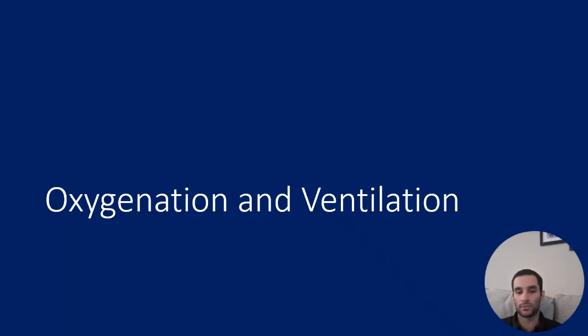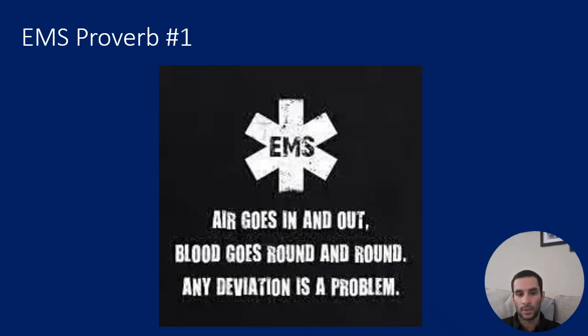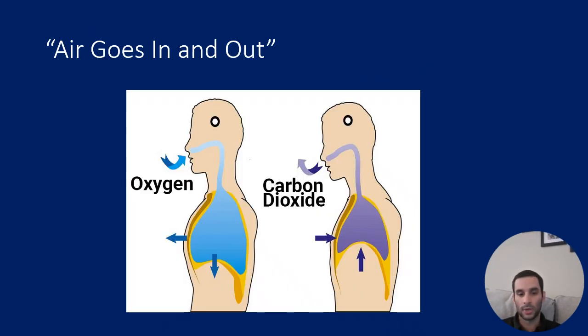So the meat and potatoes of this: oxygenation and ventilation. If you understand these concepts, you'll be okay. EMS proverb number 1: air goes in and out, blood goes round and round. If you have a problem, any deviation is a problem, right? And we're going to talk about the air going in and out today. That's your oxygenation, that's your ventilation. So what does that mean exactly?